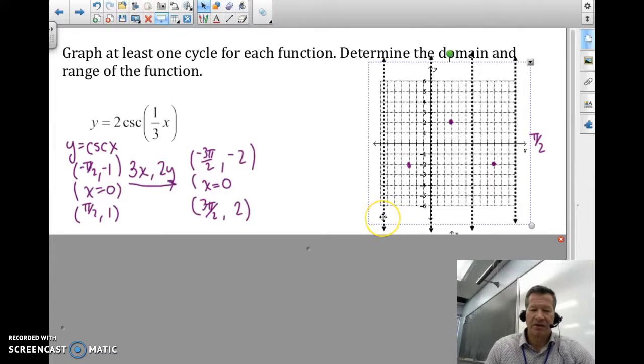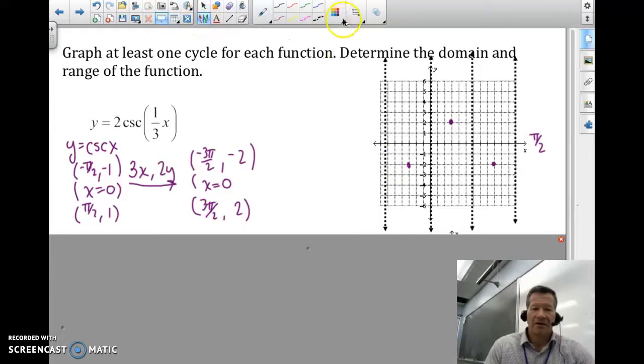This is just not cooperating. Well, pretend it's right on there. It's not that big a deal.